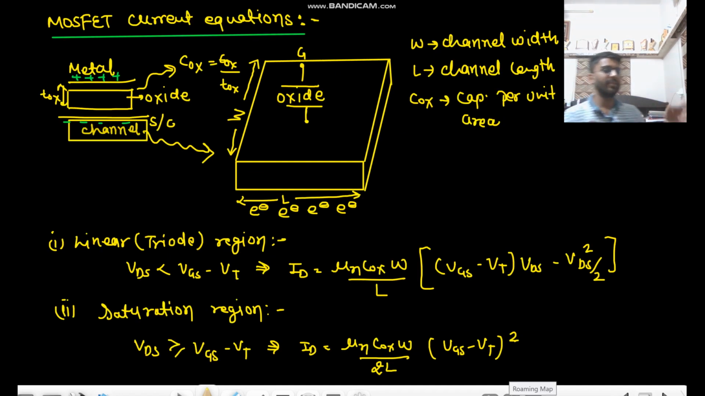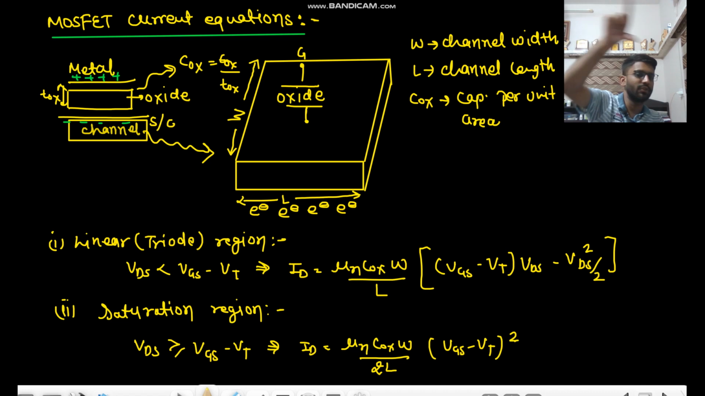So this current will not depend on the VDS value. It is not depending on the drain to source voltage, which is the output voltage. So the current is not depending on the output voltage. It is depending on the input VGS. But later on we will see it somehow depends on the output voltage. That is channel length modulation, which we will see. So that's it about the current equations. These two equations you need to remember.